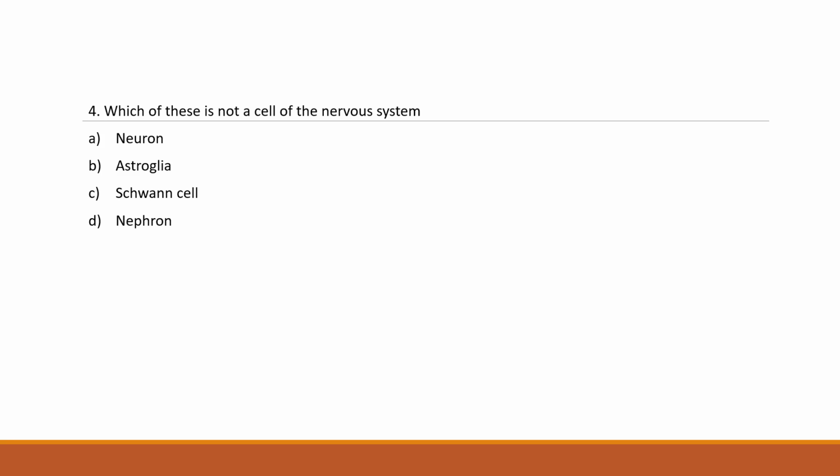In the next question, which of these is not a cell of the nervous system? Neuron, astroglia, Schwann cell, nephron. Which is not a cell of the nervous system? What is the answer? Ma'am, it is nephron.